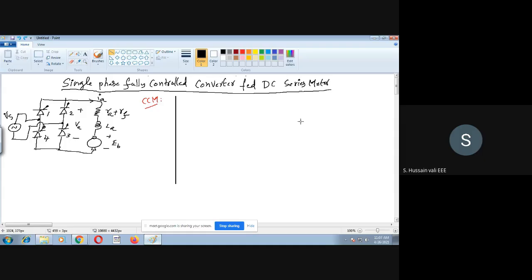First we'll draw the supply voltage. Supply voltage waveform we draw. This is pi. It's a sinusoidal voltage, Vs the supply voltage, against omega t. Now we will draw the output voltage Va. Va is the output voltage of the converter.